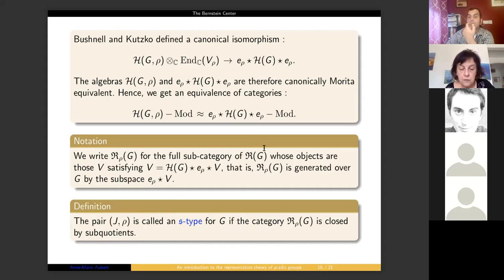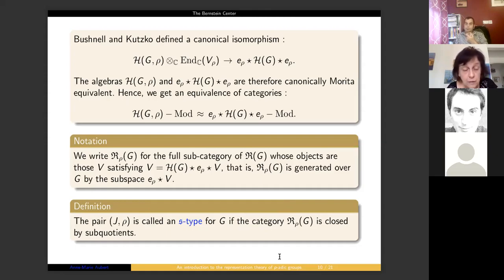directions, and this is done using the notion of S type, which is due to Bushnell and Kutzko, and the definition is the following. So we start with a pair (K, rho). It is called an S type if the subcategory R rho of G is closed under subquotients. And an equivalent characterization of an S type, so an equivalent definition, is the following.